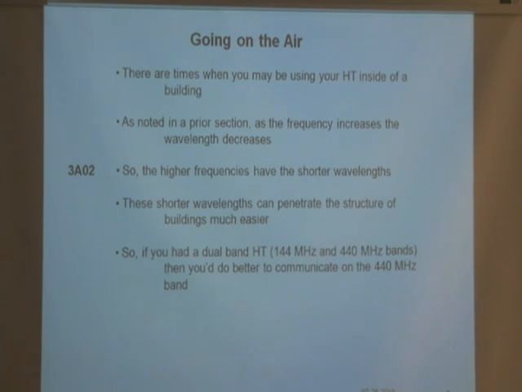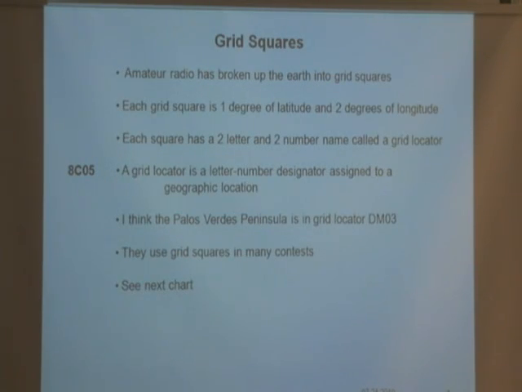Okay, let's keep going. Grid squares. This is a stupid thing to memorize. In amateur radio, there are some people who have broken up the entire Earth into these little squares. Don't memorize any of this, each square is 1 degree of latitude, 2 degrees of longitude. Each square has a 2-letter, 2-number designator called a grid locator. A grid locator is a letter-number designator assigned to a geographic location.